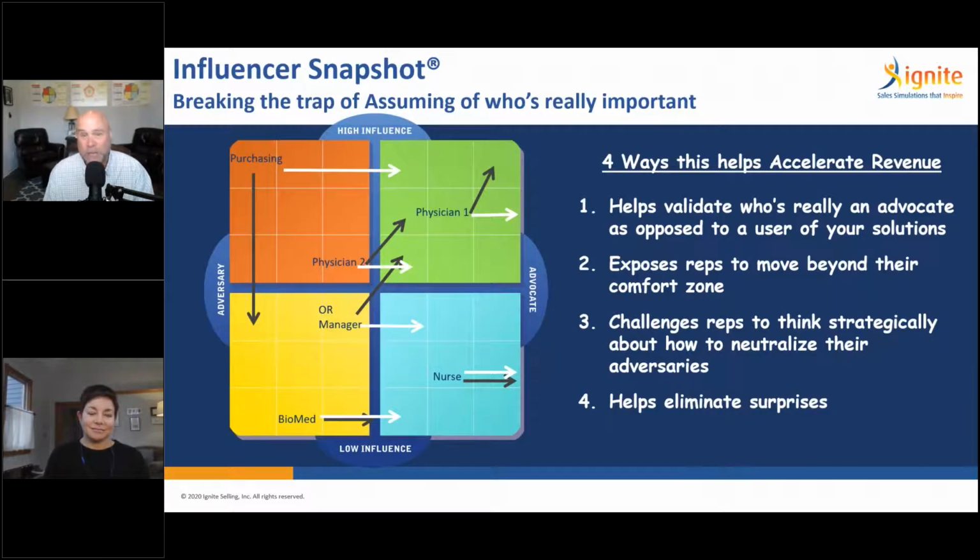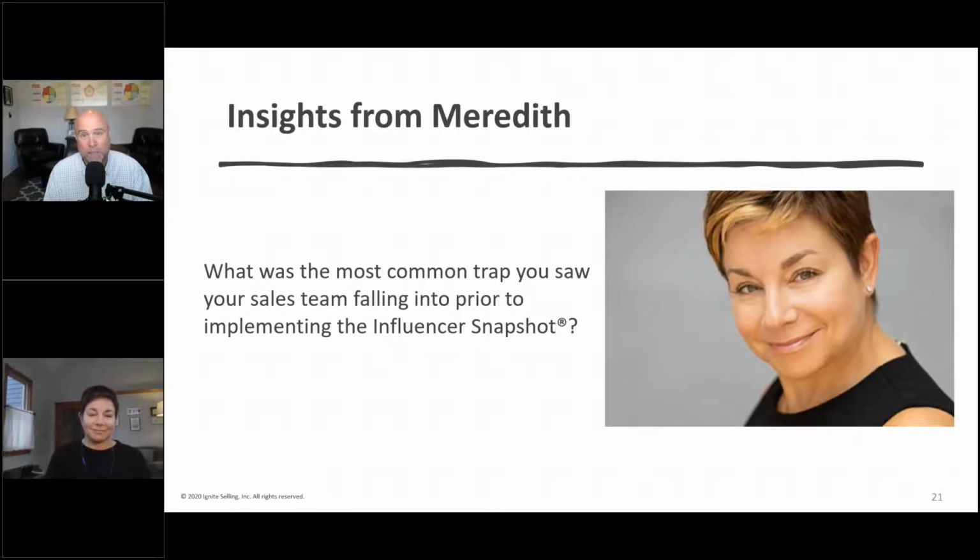So this influencer snapshot is simply just that. It's a tool to help your salespeople make sure they're effectively managing all of the key influencers in a way that prevents opportunities from stalling in the pipeline process. So Meredith, here's another question for you. What was the most common trap you saw your sales team falling into prior to implementing the influencer snapshot at some of the companies you've worked with in the past?